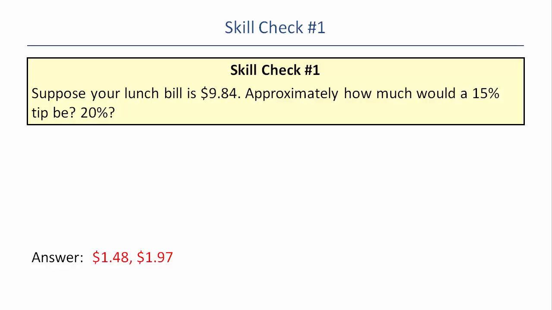So how much would 15% of a tip on 984 be, and how much would 20%? Well, take 10% of 984, which is basically 98.4, or sorry, 98.4 cents, right? You move the decimal once to the left, and then take half of that 98 cents and add it back, and there's your $1.48. 20% is move it over, get 98.4, you double it, and there's your $1.97. Very, very simple, right?